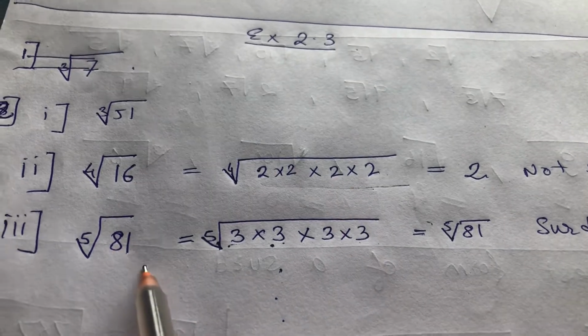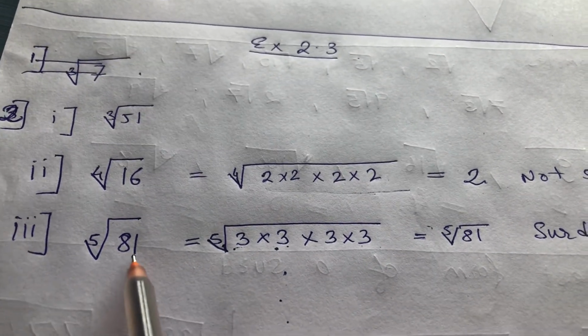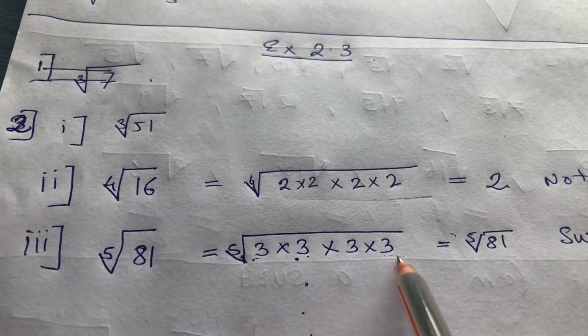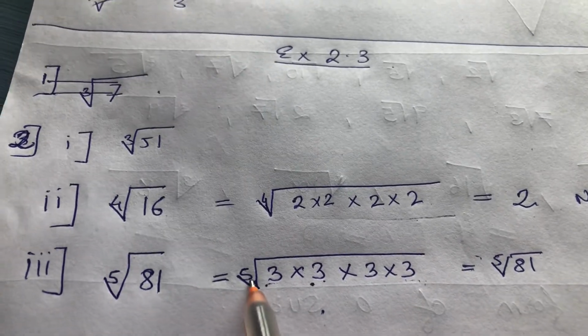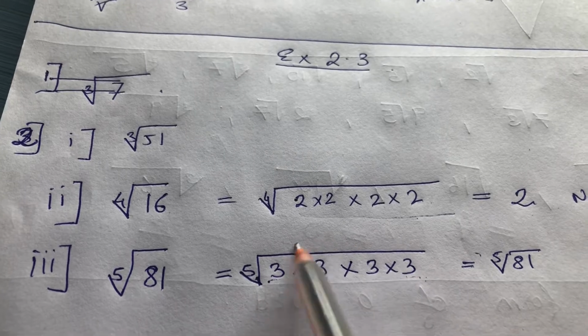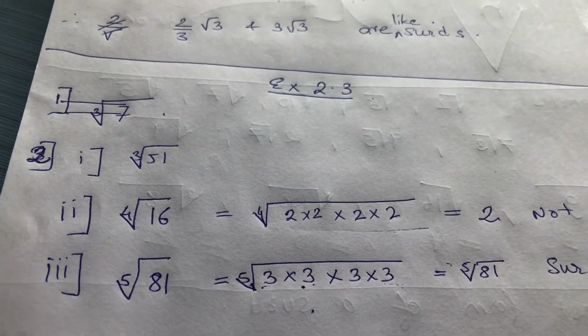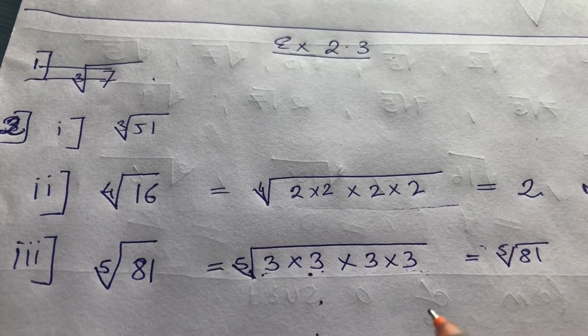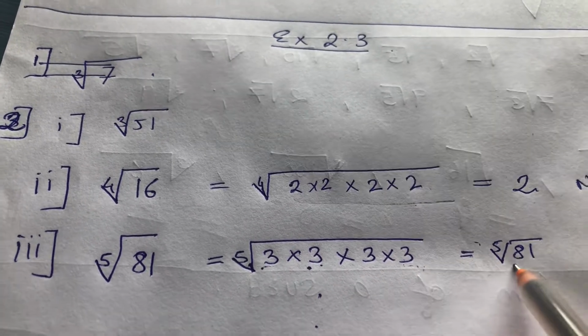Next, 5th root of 81. Now we try this with 81 again. 81 is 9 into 9. So we can write it 4 times 3. But this is the 5th root, so we are not able to make the group. Hence nothing can come out of the radical sign. Therefore it remains as it is, and it is a surd.